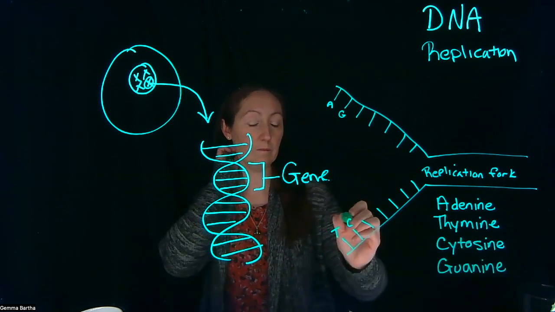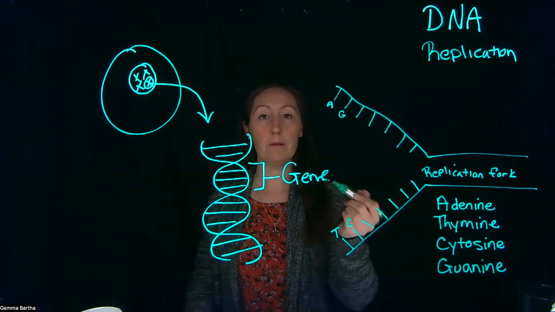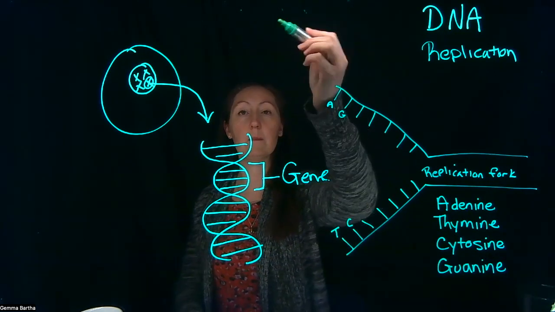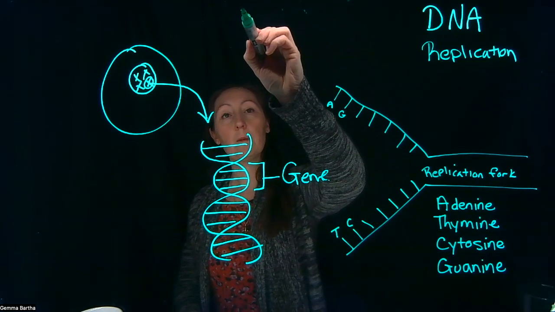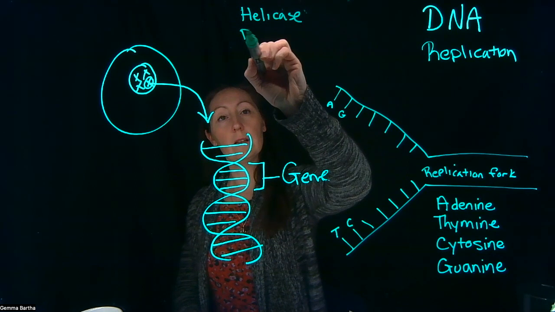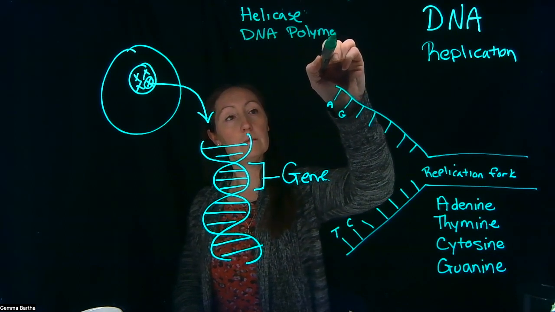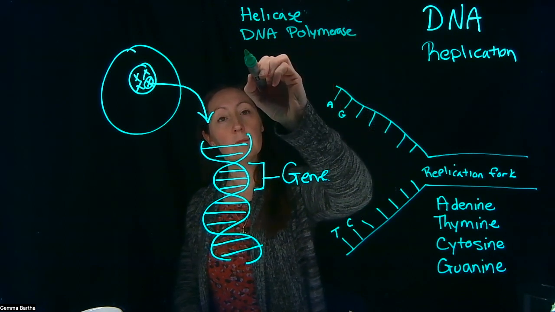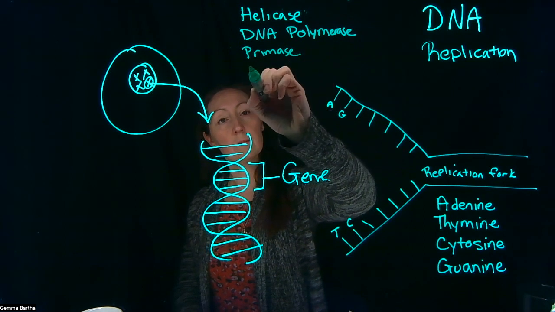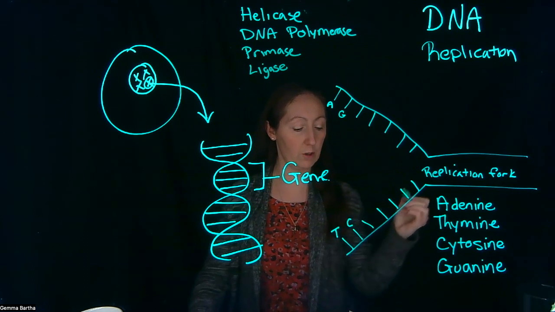All right. In DNA replication, you do have a couple of factors that are key players. So we have a couple of enzymes that are key players. We have helicase, DNA polymerase, primase, and ligase. And they all have a very particular job.